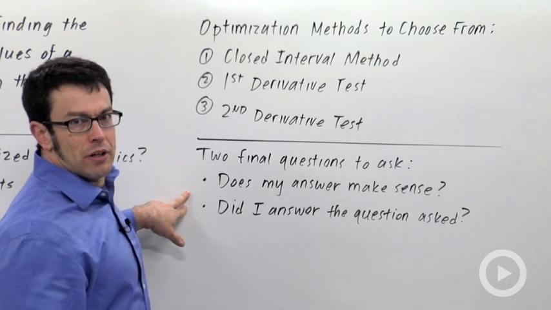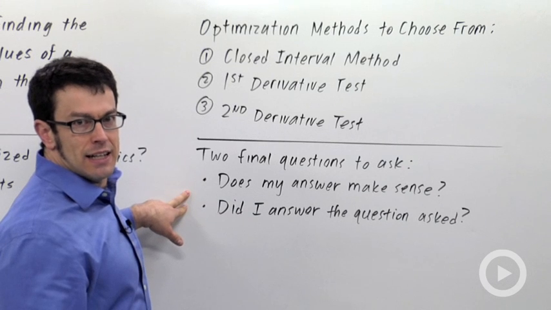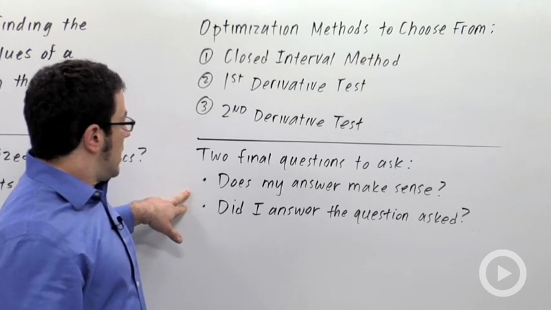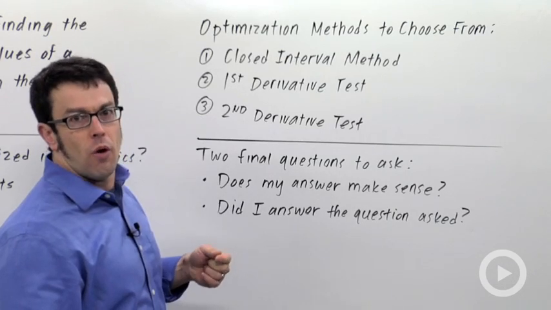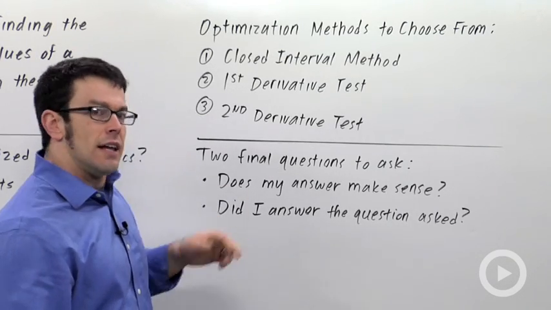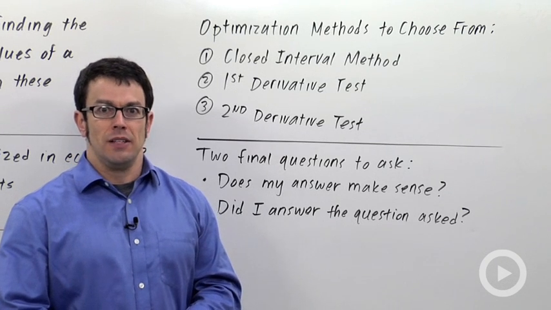This is really important in any problem, but especially with optimization problems, it's very easy to answer the wrong question. You want to make sure that if they ask for what is the maximum quantity, you give the maximum quantity and not merely where it occurs, that sort of thing. So just make sure you keep these in mind as you're doing optimization problems in the upcoming lessons.